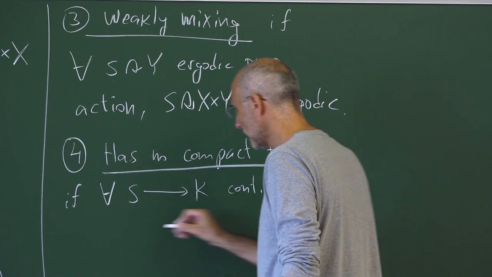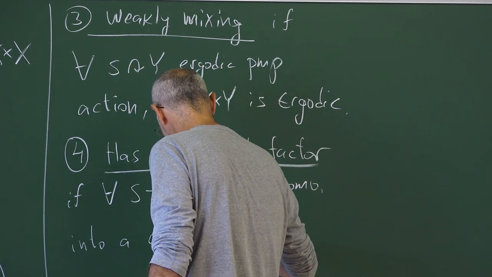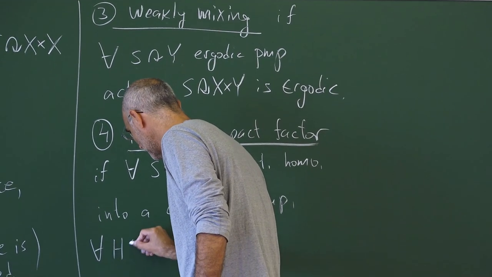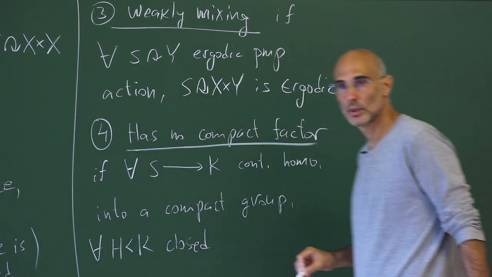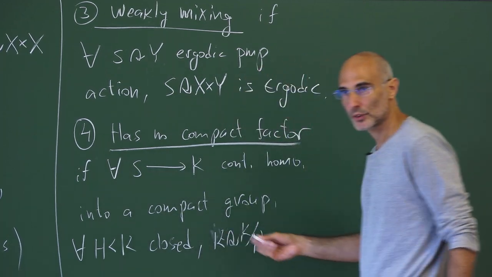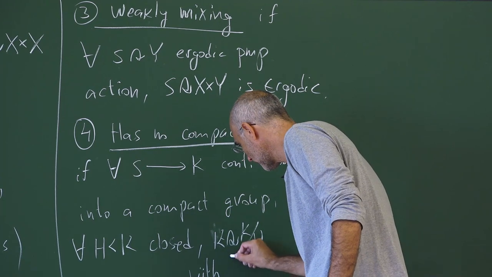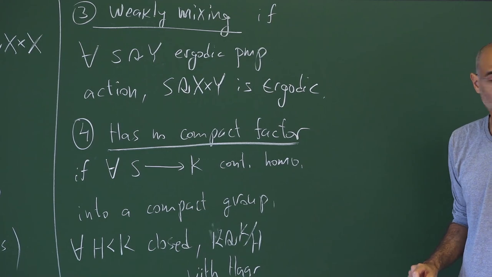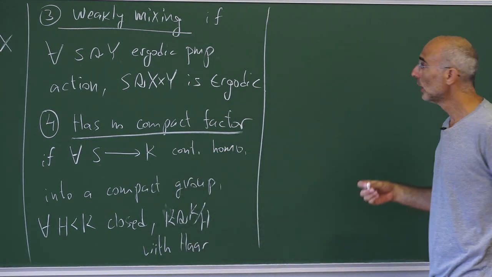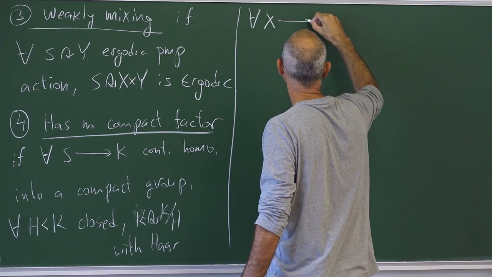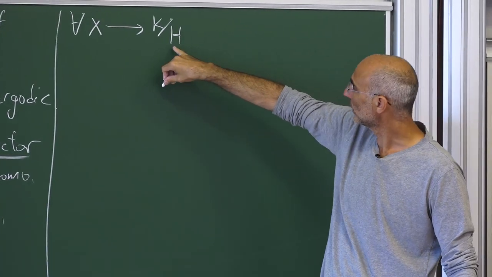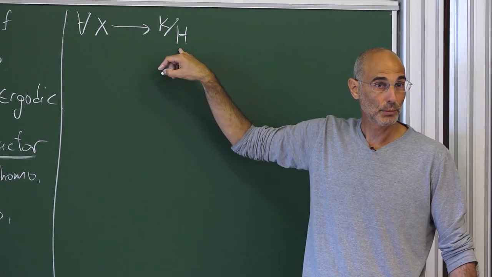continuous homomorphism into a compact group, for any H in K closed compact subgroup, K mod H could be equipped with the Haar measure, which is an invariant measure here under the K action, but now through this homomorphism I have an S action on K mod H. For every map X to K mod H, this is the compact factor of X. And now, my notation doesn't show it explicitly, but it's clear from context, this should be a quotient map when this is with the Haar measure.